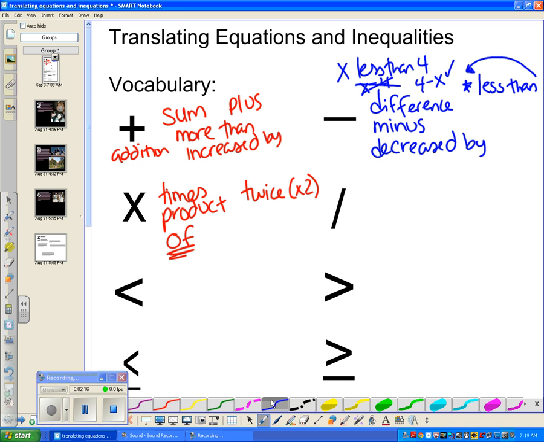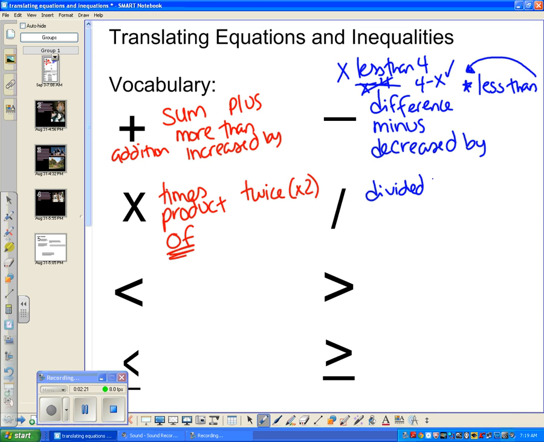Division. Division, we have divided by. We have quotient. That's a good word. That means the answer to a division problem. Half. Anytime you see half, that just means divided by 2. Another good word is ratio. Anytime you see ratio, that means you're going to do a division, and it goes in order. So if I say the ratio of boys to girls is 3 to 4, that means you could write it as 3 divided by 4.